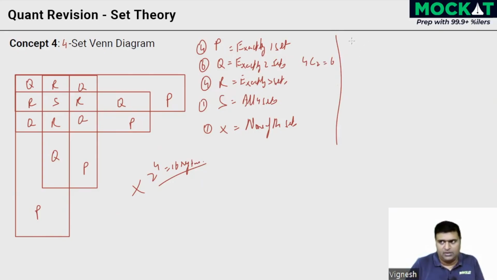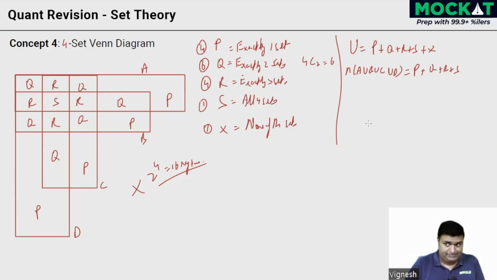We need to remember the universe over here is going to be the sum of P, Q, R, S, and X, all of them appearing once. Now, N of A union B union C union D. If this is going to be my set A, set B, set C, and set D, then N of all the unions is going to be everything, P plus Q plus R plus S, but for X. X is not going to come. X is not inside, it's outside.